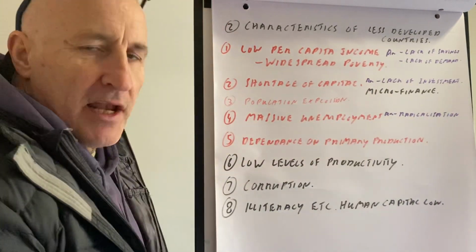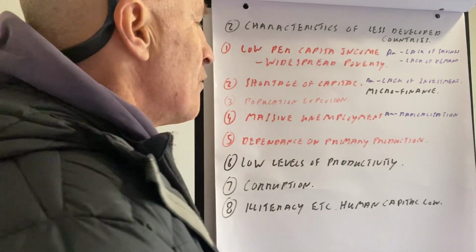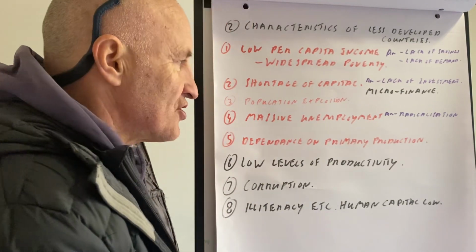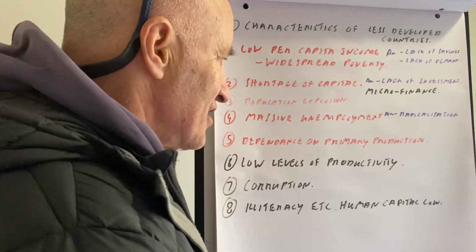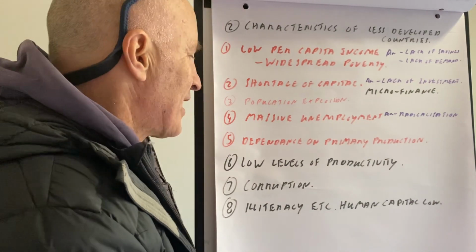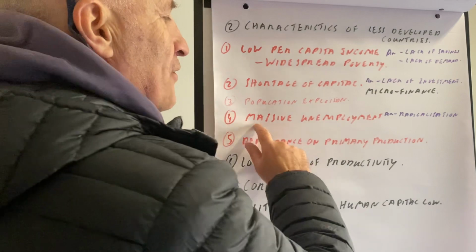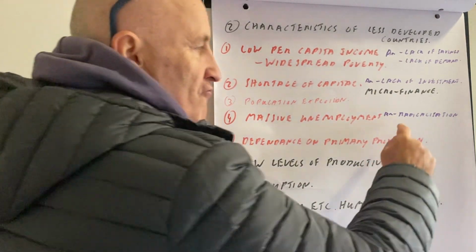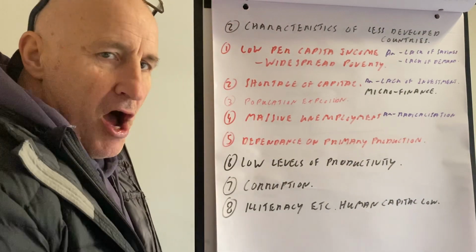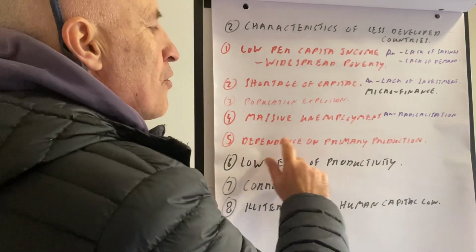Tends to be very large rates of population, and they tend to have fairly young populations. And that also creates a problem because often the populations are increasing far more quickly than economic growth. There's often massive unemployment. Now, this creates all sorts of problems, a lack of demand in the economy, radicalisation, crime, etc. Dependency on primary production.